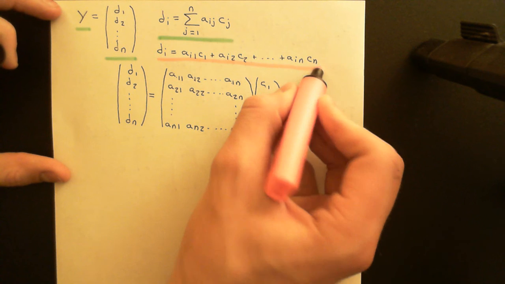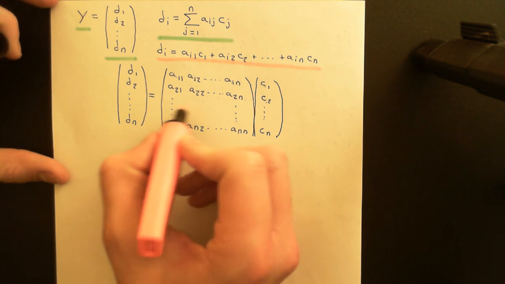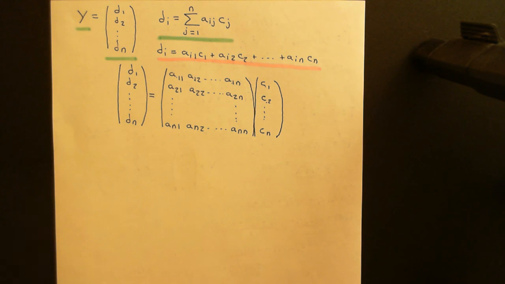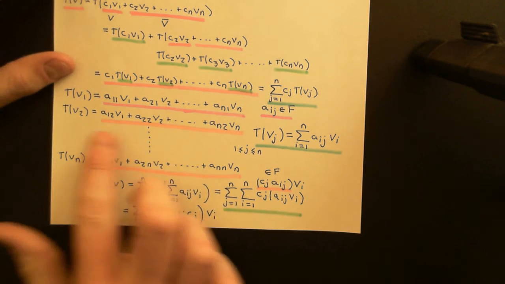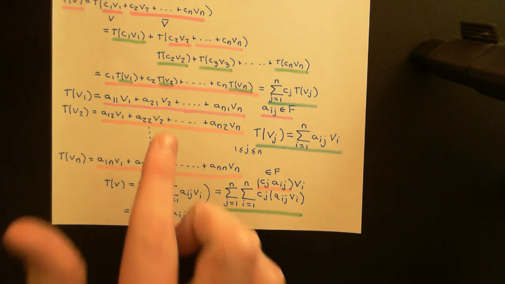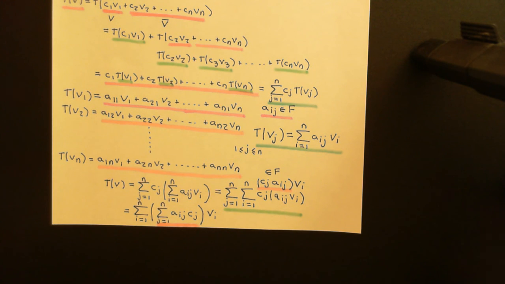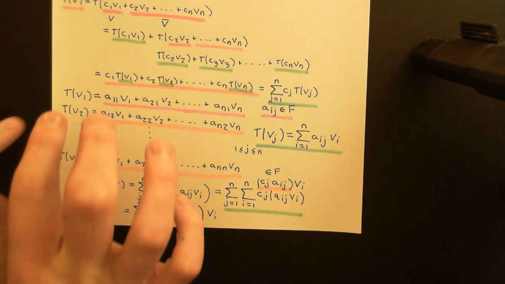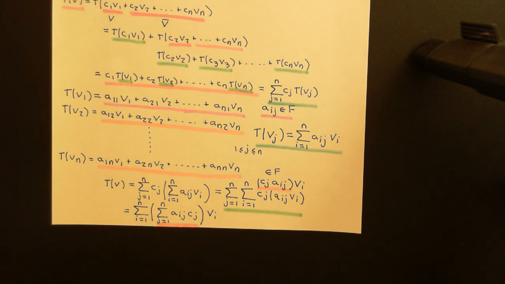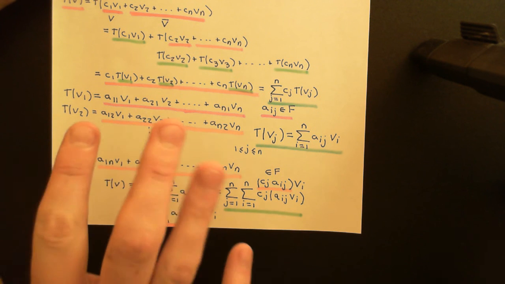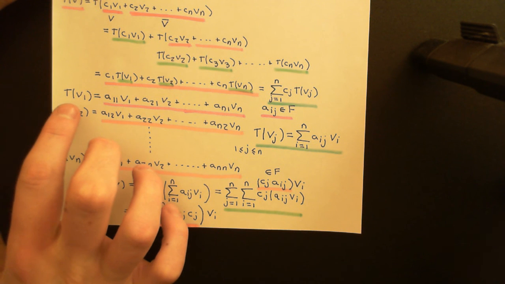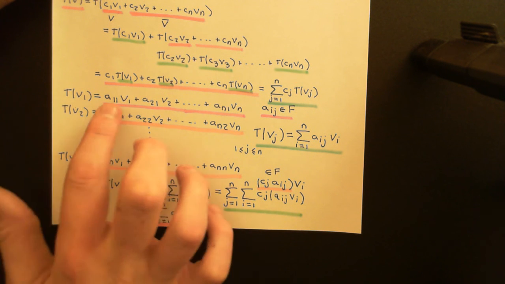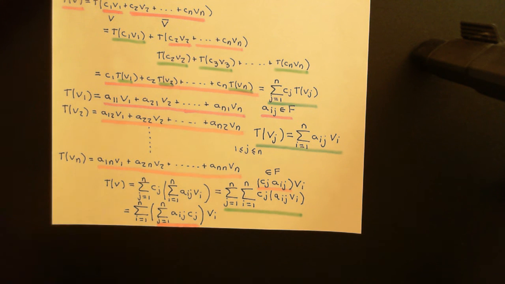Now, let me just remind you of where these coefficients actually came from. Where did these a's actually come from? Where did we define what these a's were going to be? Well, remember we defined it back here. They were the coefficients that you had to put in front of the basis vectors to get the coordinates for the images of my basis vectors under the linear operator. So the a_ij's are the coordinates of the image of the basis vectors under the linear operator with respect to the same basis that we're using to describe both the domain and codomain vector space.